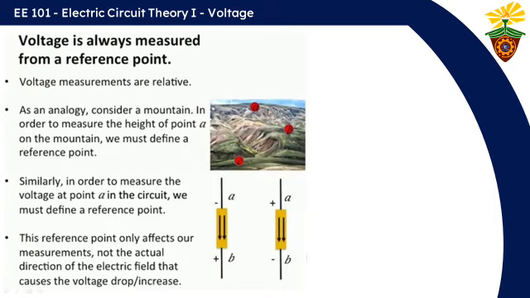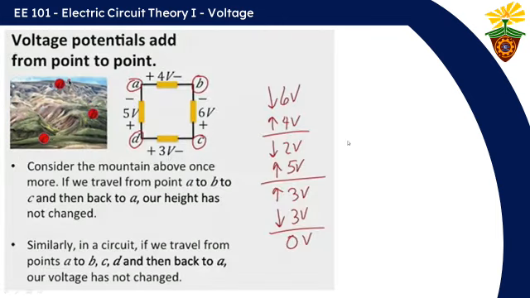So let's see how that is applied when we look at the voltage drop around the circuit. Now we consider the mountain above just once more. If we traveled from point E to B to C and then back to A, our height has not actually changed. Similarly, in a circuit, if we traveled from A to B, C, D, and then back to A, our voltage has not changed, and that's because the voltages add from point to point.